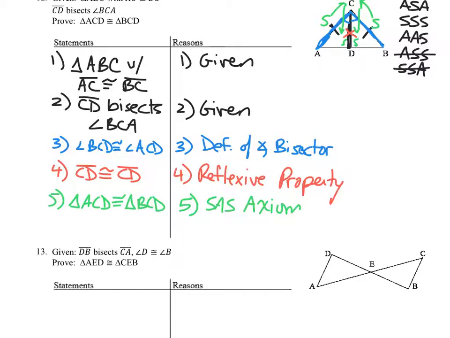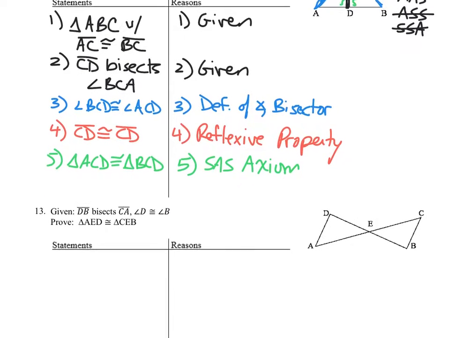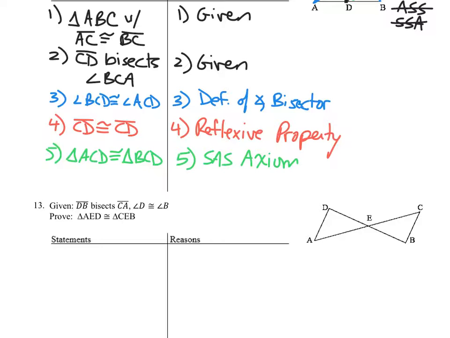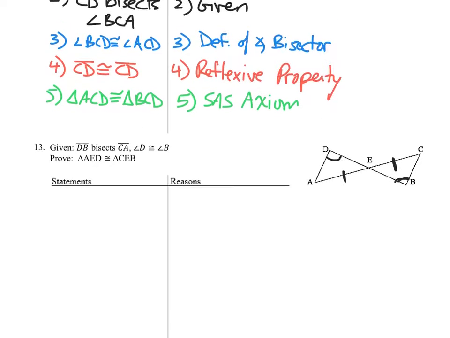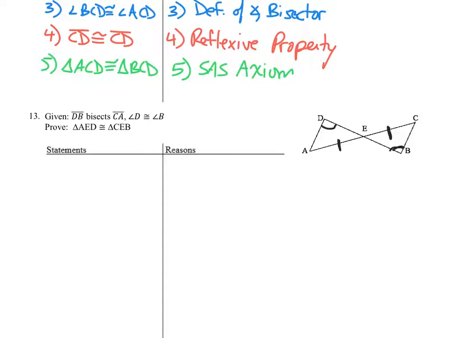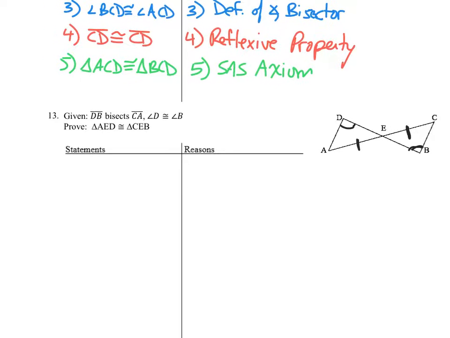All right. Number 13, DB bisects CA. Both of those are segments. So DB is the knife that's cutting CA in half into two congruent pieces. It's also just flat out saying that D and B are congruent to one another. So as you move forward in some of these proofs, you start realizing, man, I think the hardest part of this is actually rewriting the given.